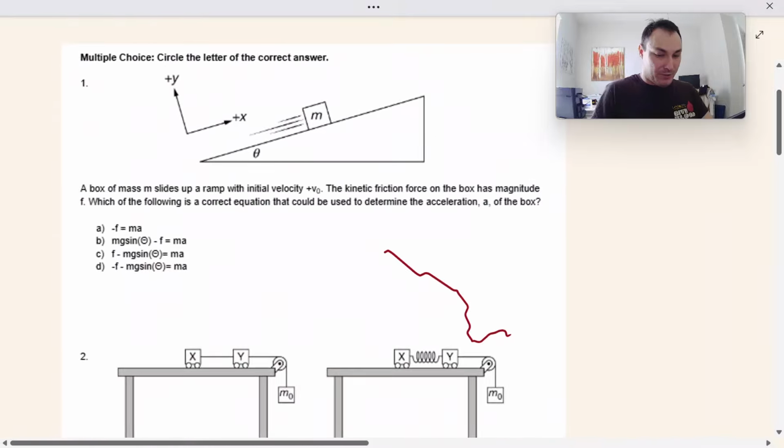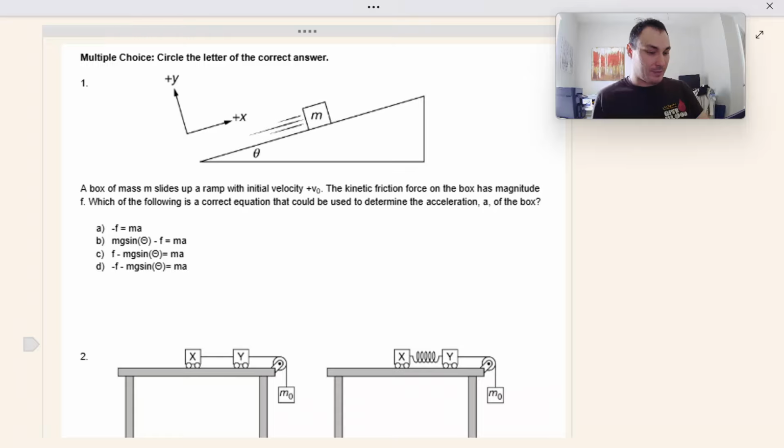All right, let's start off with question 1 here. F equals ma. We have a box of mass m that slides up a ramp with an initial velocity v. So it's sliding up the ramp, not down the ramp. The kinetic friction force on the box has a magnitude of F. Which of the following is the correct equation that could be used to determine the acceleration a of the box? None of these equations are solving for a, but they all have a in them. It's asking which of these equations is just set up correctly.